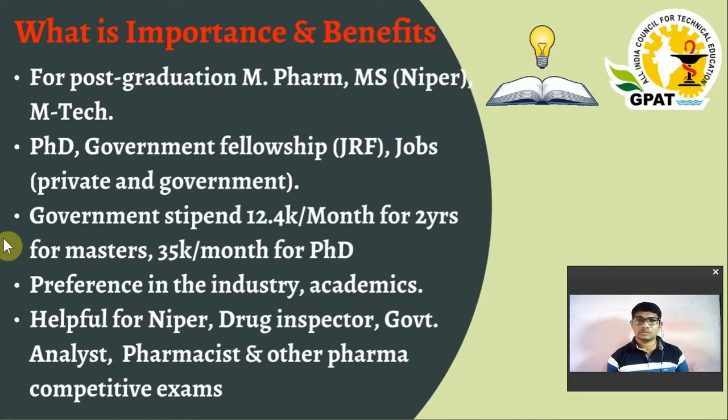If you take admission for PhD, again the government will give you a stipend of around 35,000. So if you want to do PhD and you are GPAT qualified, you are going to get a stipend of 35,000 per month. Then again, if you are GPAT qualified, you will be preferred in the industry and in academics. Preparing for GPAT is very important.